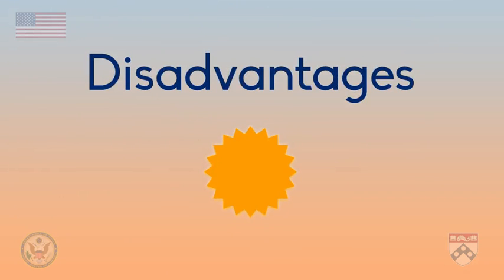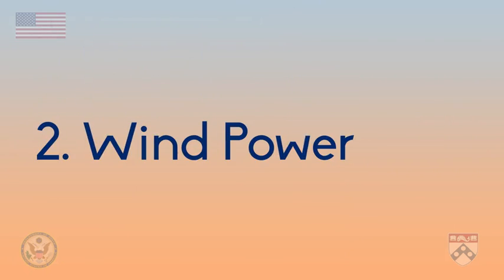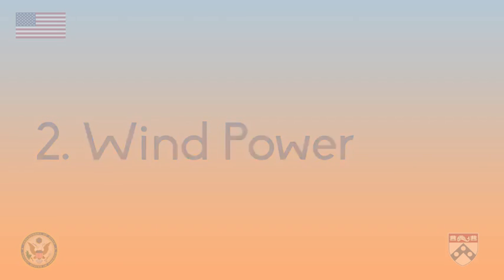There are two strong disadvantages: the cost of buying the solar panels and the fact that the sun does not shine all the time. Consequently, the panels either need an efficient way to store energy or they need to be used with another power source. Second, let's talk about the power of wind.